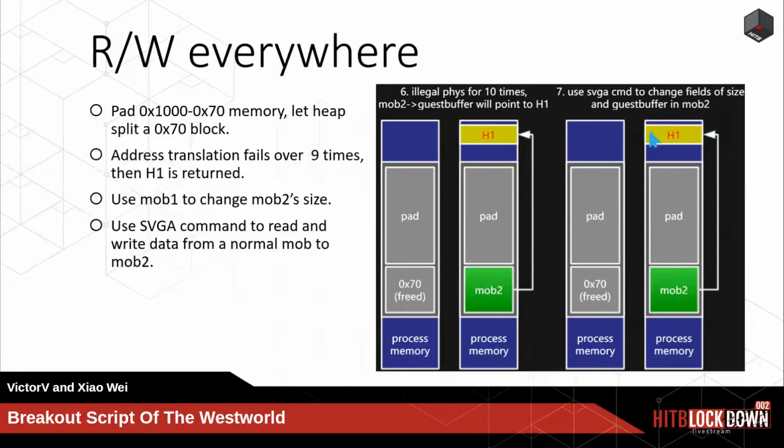Seventh, we use mob1 to change mob2's size field, so we can read and write host process data after H1. We can use the SVGA command to copy data between these two mobs.